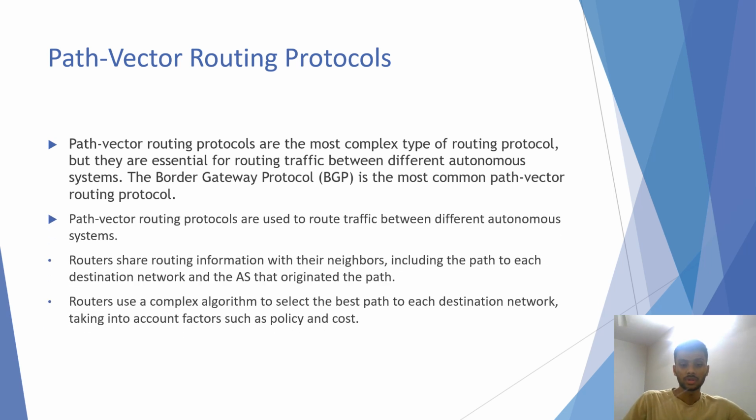Path vector routing protocols are used to route traffic between different autonomous systems. Routers share routing information with their neighbors, including the path to each destination network and its originating path. Routers use complex algorithms to select the best path to each destination network, taking into account factors such as policy and cost.